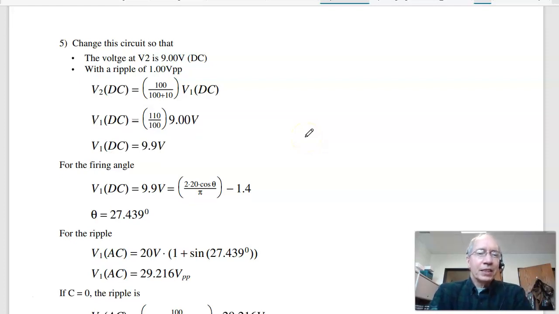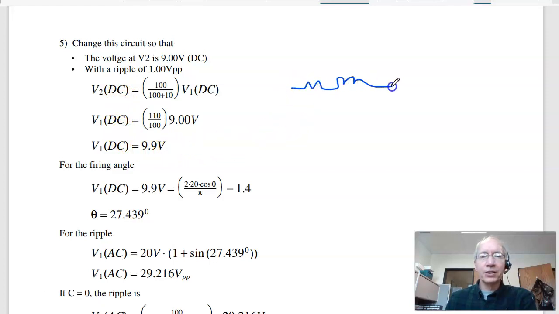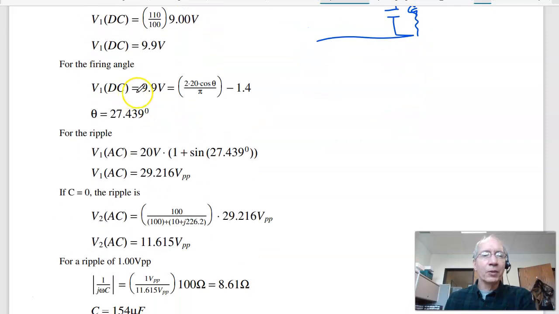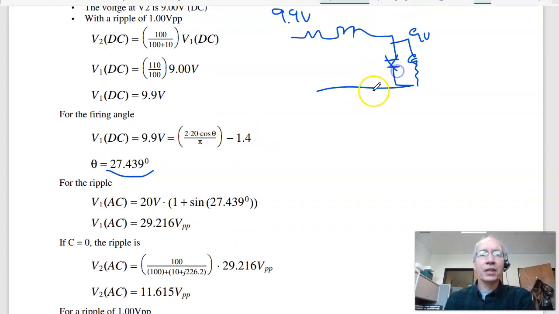Problem 5 is a design. Design so that V2 is 9 volts DC, 1 volt peak to peak. To do that, I plug it in the equations. I know the voltage of V2 is 9 volts, meaning the voltage of V1 has to be 9.9 volts. Again, you've got this circuit, inductor, capacitor, that's the resistor. So if this is 9 volts, by voltage division, V1 has to be bigger. That's 9.9 volts. To get 9.9 volts, I can calculate the firing angle. Should be 27.4 degrees.